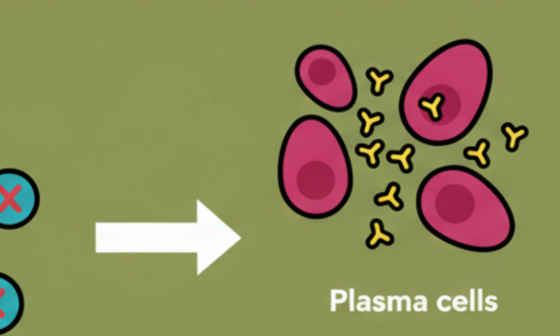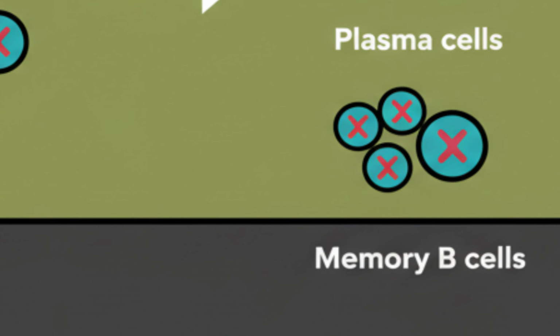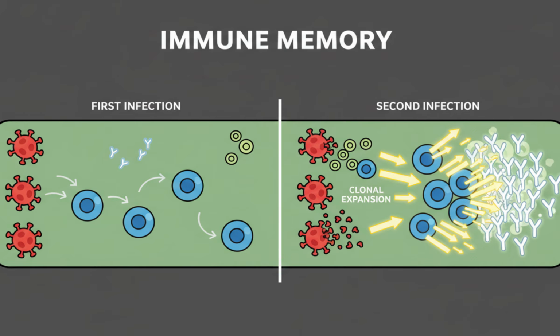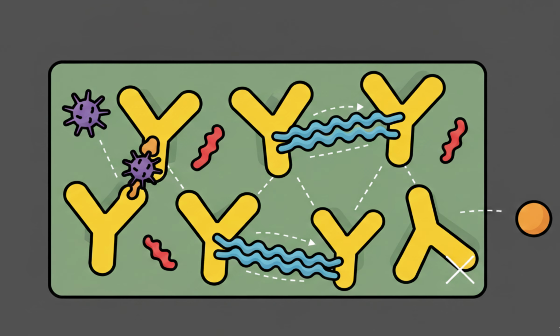Some become plasma cells, the factories that produce antibodies. Others become memory cells, which persist long-term in the body. Thanks to memory cells, a second infection is often milder, faster, and sometimes asymptomatic. The antibodies produced by plasma cells lead us to the next topic.